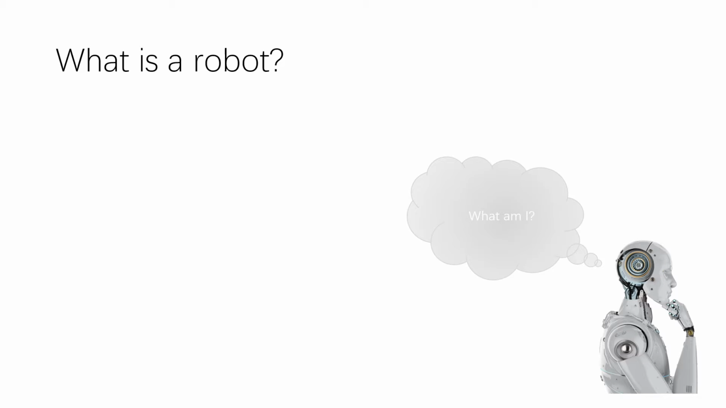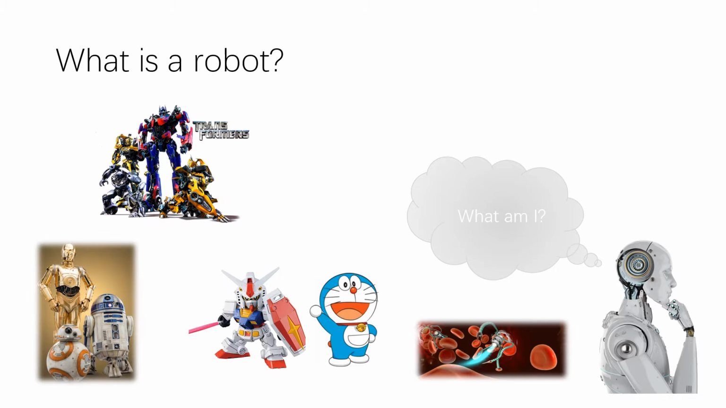So when we try to ask someone what is a robot, or when we ask ourselves what is a robot, perhaps everyone will have a very different image that comes to mind, or a very different impression about robotics or about how a robot should look. And this is very true in many science fiction movies, animation, or even cartoons.